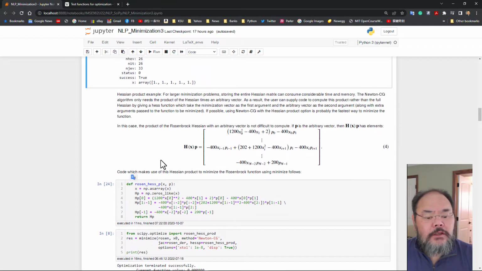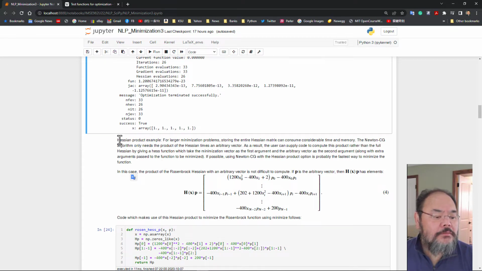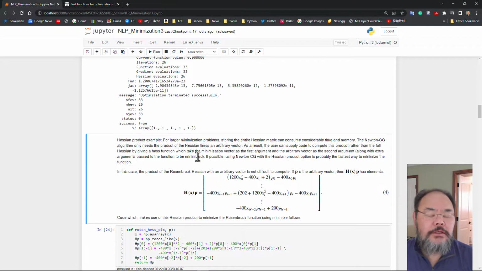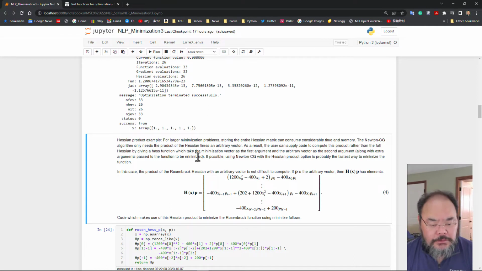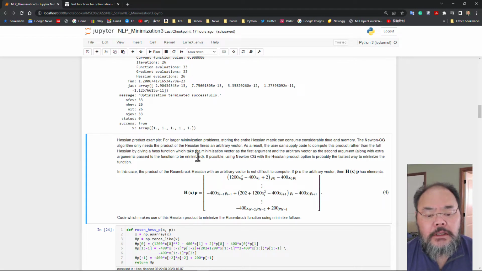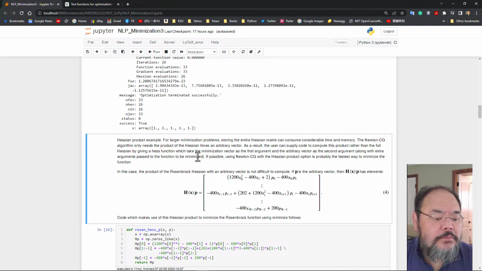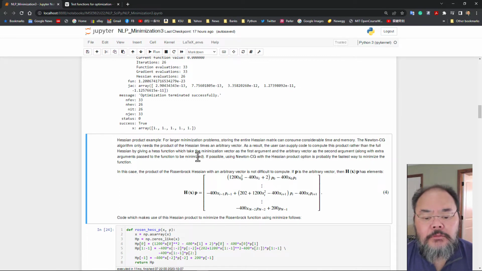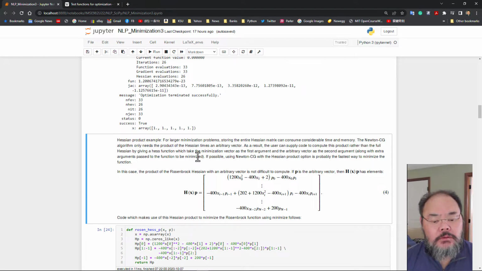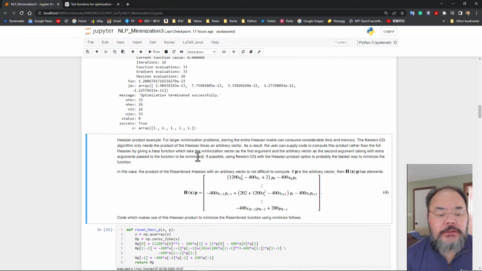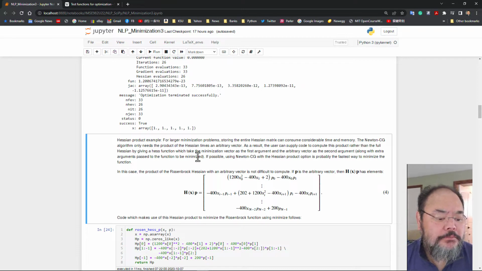Another way of defining the Hessian is through Hessian product information. For example, for a large minimization problem, storing the entire Hessian matrix may not be memory and time efficient. So the Newton conjugate gradient method only needs the product of the Hessian. Basically, I only need the Hessian times the direction p, for any type of calculation. As a result, the user can supply their own code to calculate this product rather than having to store the entire Hessian information.